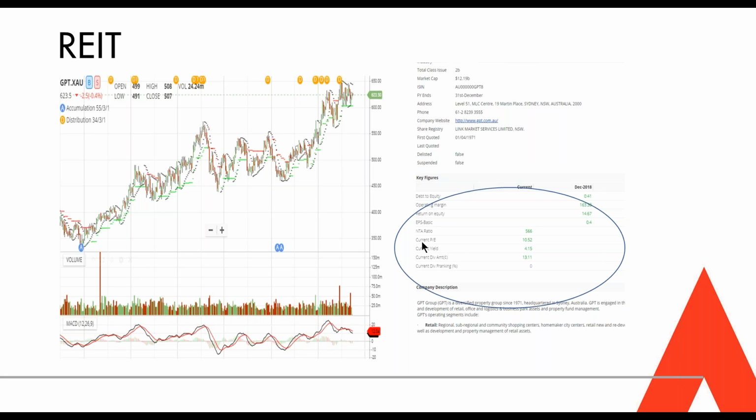The PE is very low currently, 10.5 times the share price, so that's way under the market level. We've got a yield of 4.15% and a dividend of 13.1 cents. So I'm going to put this one in my portfolio and look at our next sector.